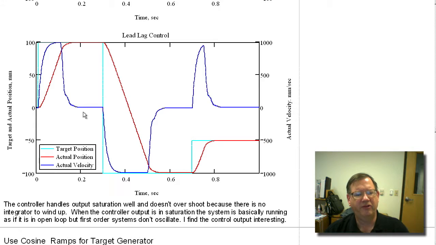So one of the things that's nice about lead lag control is that you can make it so that it doesn't overshoot. And a lot of that is because there's no zero left to cause the overshoot, as what happens in a PID. But the downside is because you don't have a zero that extends bandwidth, it's a little bit slower than a PID.